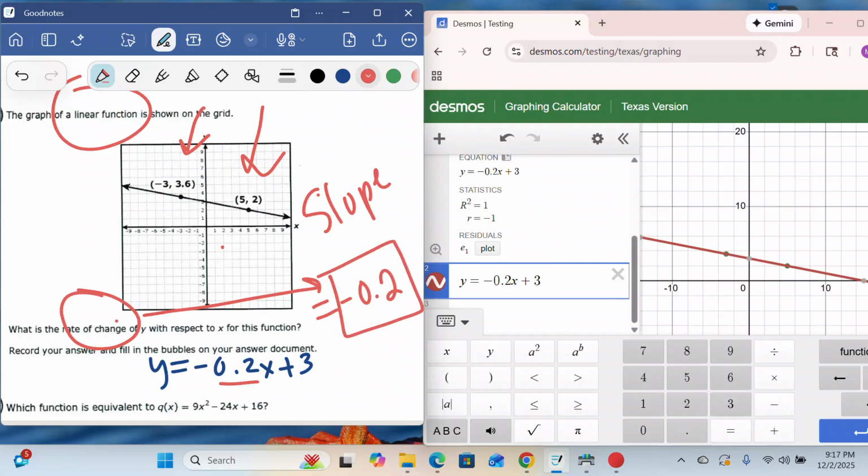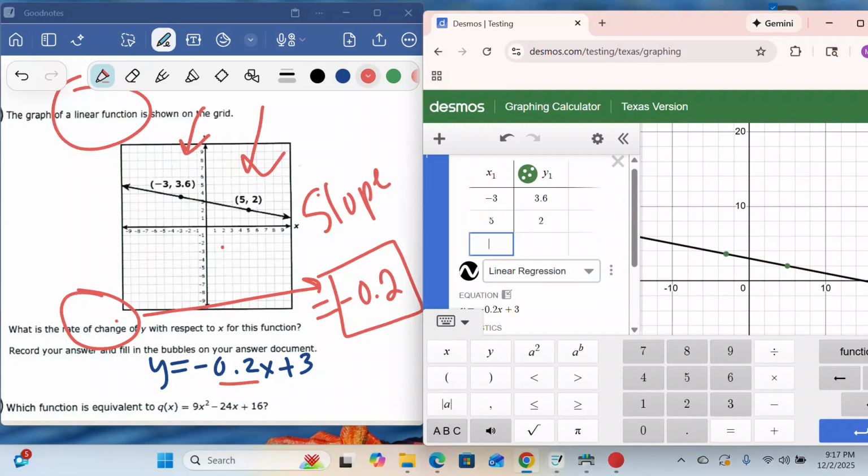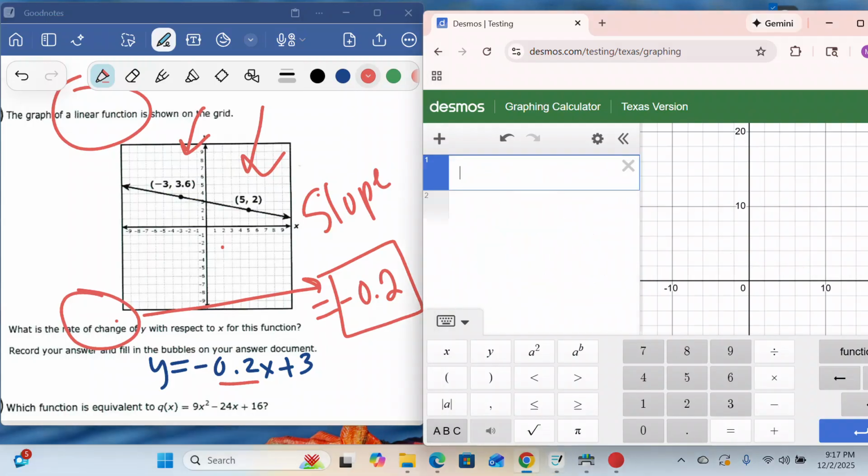It says record your answers, but again, it might be multiple choice, it might be a drag and drop, or it might be some type of other question. So again, that is an easy question. I can export it and I can get our answer there.